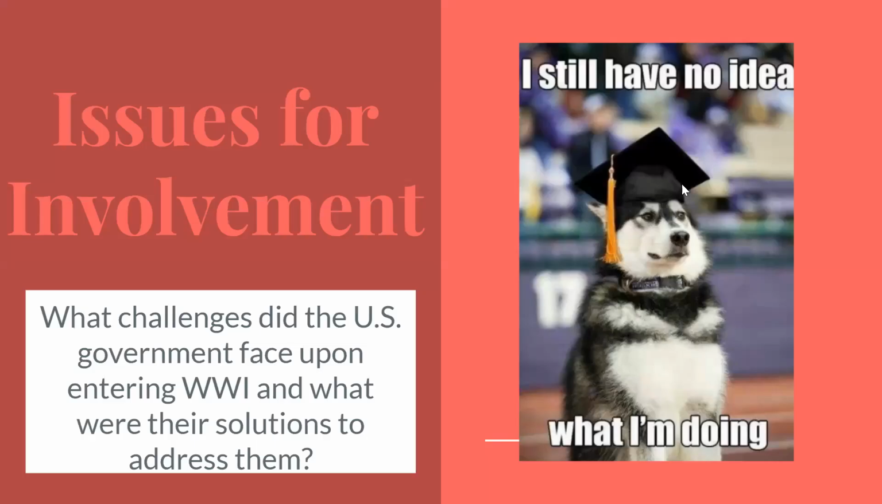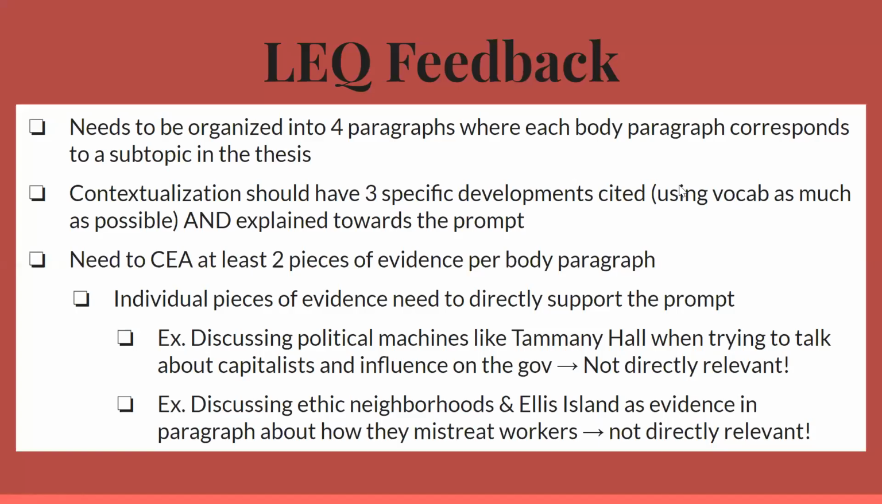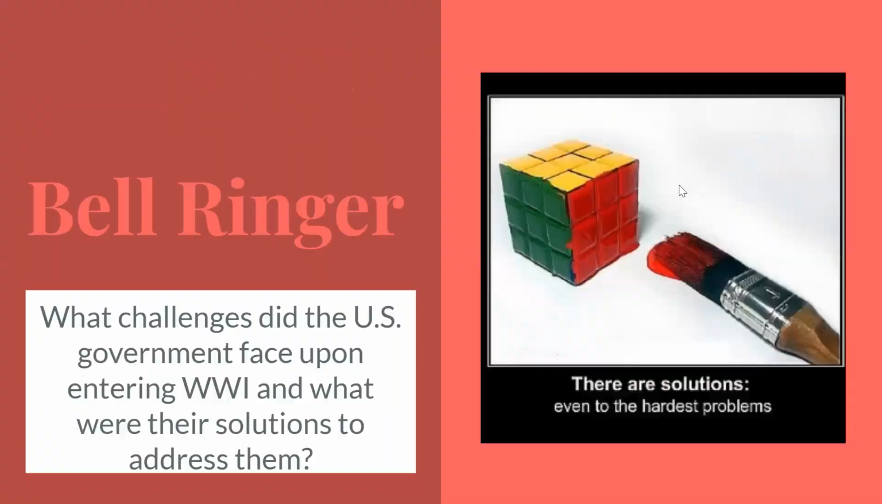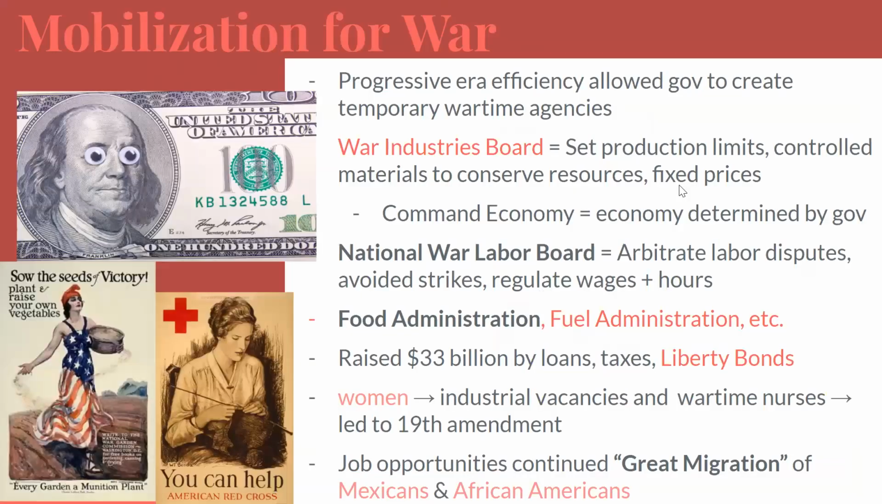So now that we've declared war, what are some of the issues that we need to overcome in order to be successful? Well, we need to mobilize our economy and fundraise for the war. And what's noteworthy is that if this happened during the Gilded Age, the efficiency of transforming ourselves into a command economy to meet the wartime demand would probably not have been as successful.